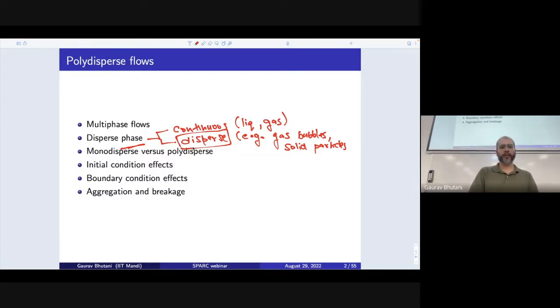Now dispersed phases can either have all the particles exhibiting similar properties. So let's say you have a monodispersed system.